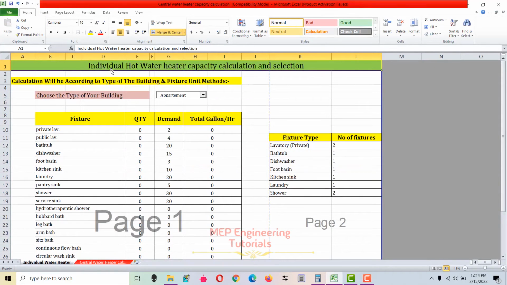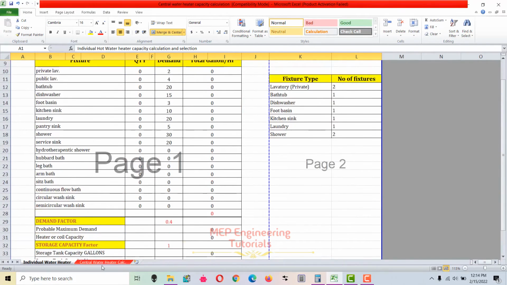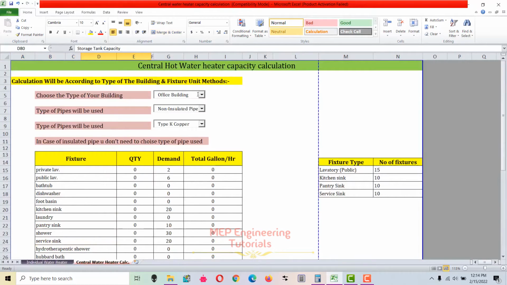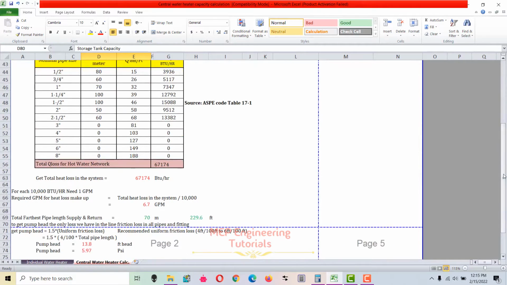So an individual hot water heater supplies hot water to single or multiple spaces without any recirculation system. But here we have a central hot water heater which is supplying hot water to multiple spaces within the building and has large capacity, and we have a hot water recirculation system as well.